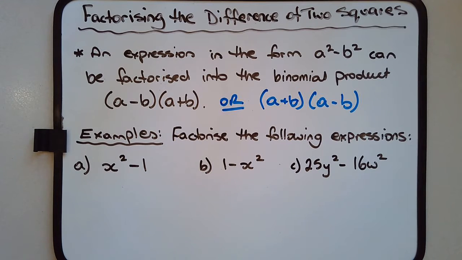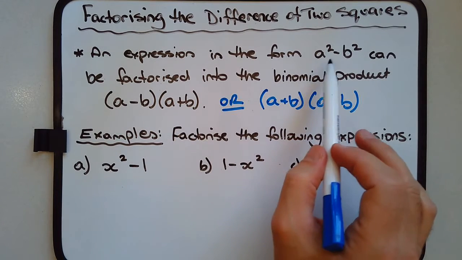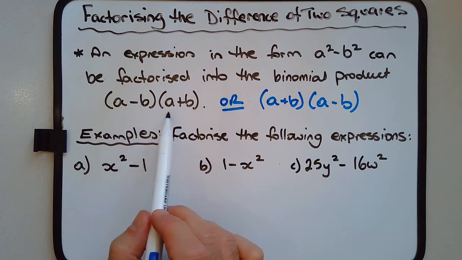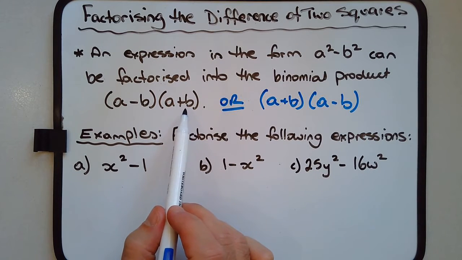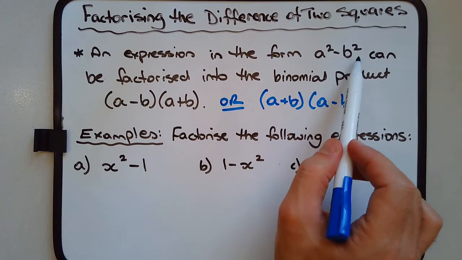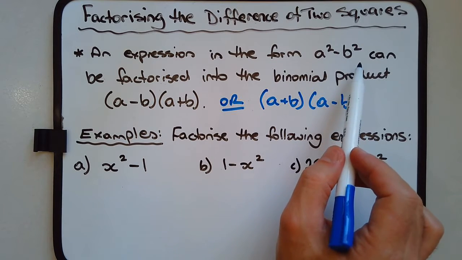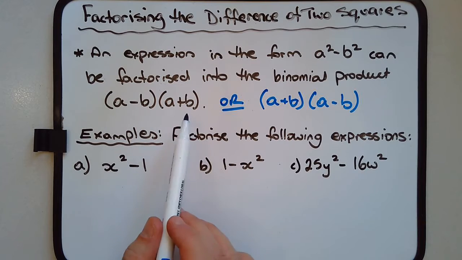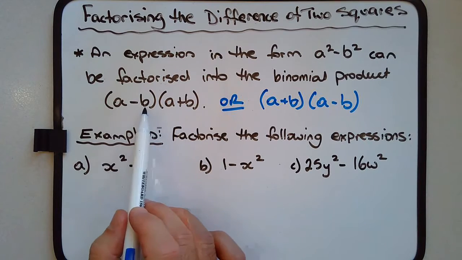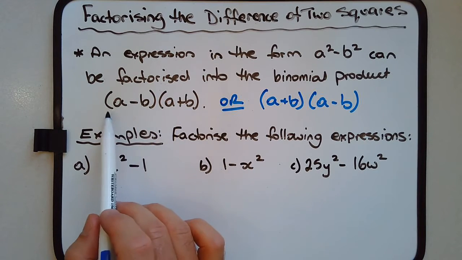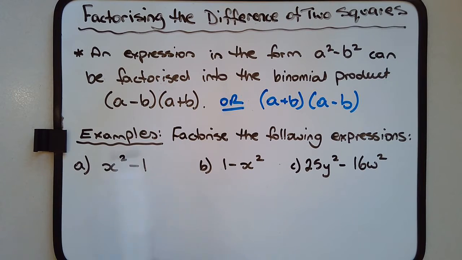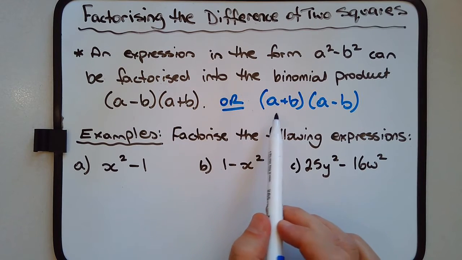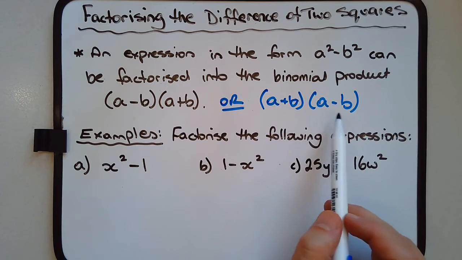It's still factorising. So an expression in the form a squared minus b squared can be factorised into the binomial product a minus b multiplied by a plus b. So this is what I was talking about. A squared minus b squared physically takes up less space on a line than its factorised version, right? But it's still factorised. The two factors are a minus b and a plus b. So these two brackets are the two factors. You don't have to write it in this order. You could write it equally as a plus b multiplied by a minus b.